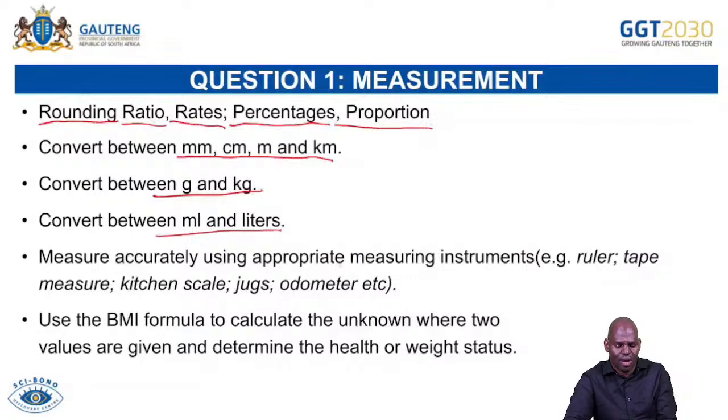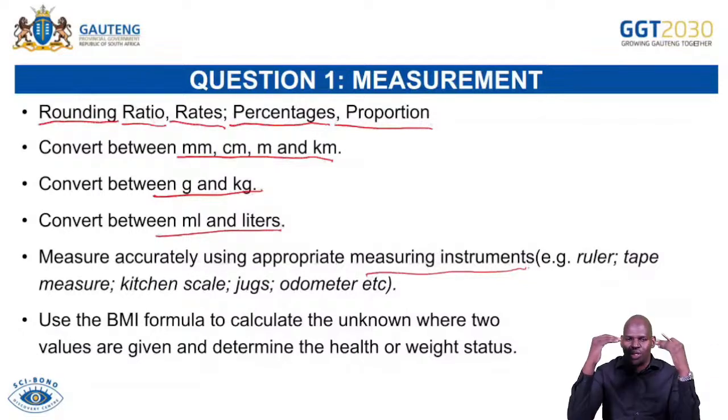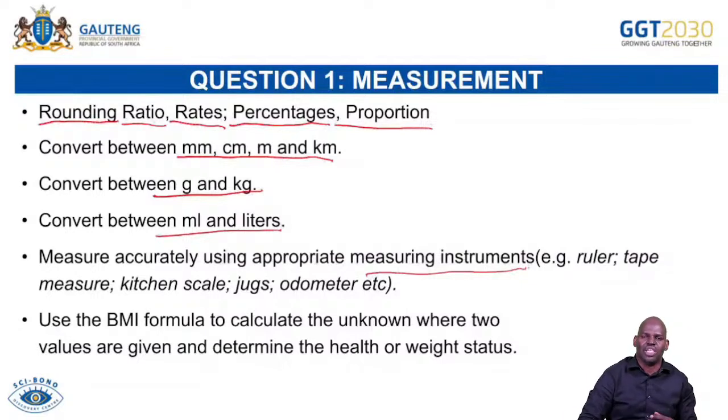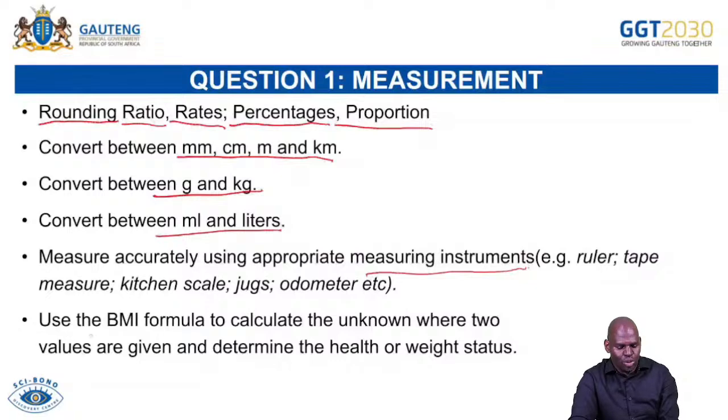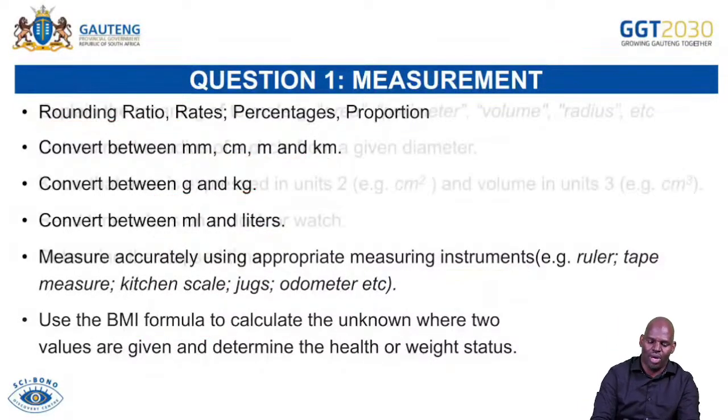And then, of course, measure accurately using measuring instruments. You must know how to use a ruler. If they have to ask you to measure from one point to another, you must be in a position where you've got a ruler that is clearly calibrated. The measurements are clearly indicated there, so that when they say measure from point A to point B, then you can clearly see on your ruler that this is 7 centimeters, this is 8 centimeters, and so on. Okay, and then use the BMI formula. So it's very important that you know how to use a BMI formula.